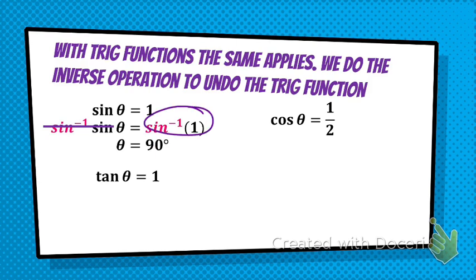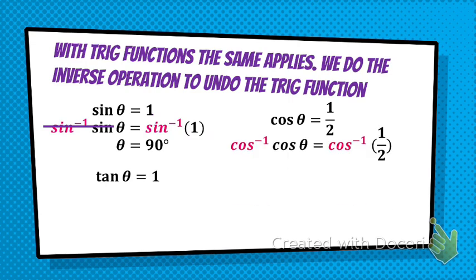Same thing on the cosine. I would do the opposite operation on the cosine, cancel the cosines on the left, giving theta by itself, type in the inverse cosine of 1/2 in my calculator, and I would get 60 degrees.